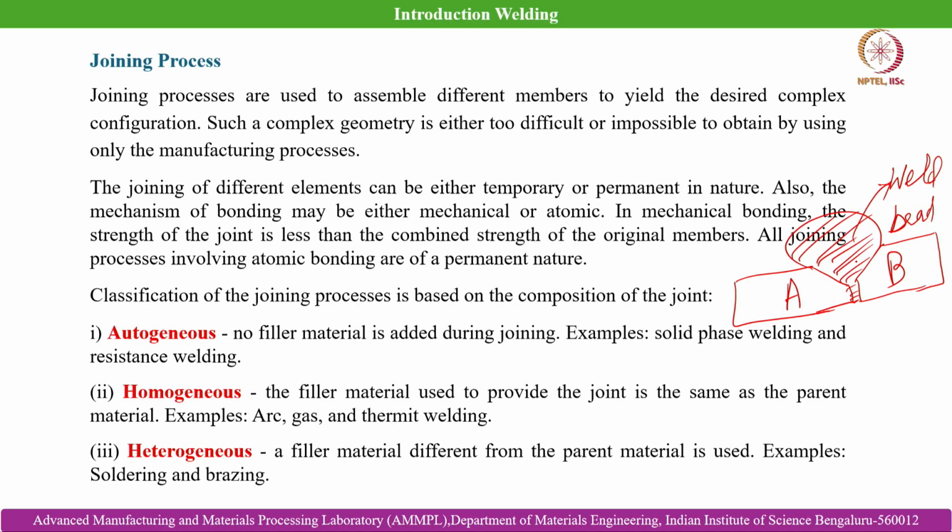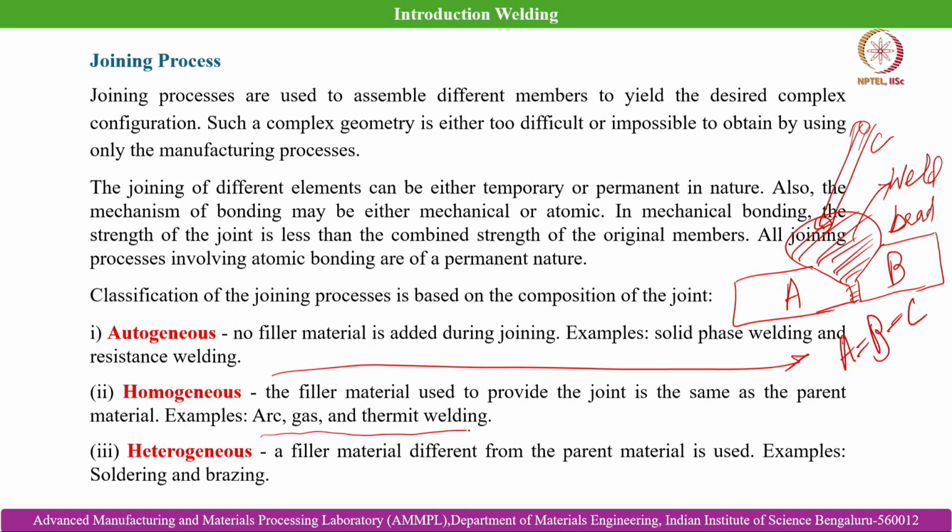And when we are adding filler metal externally, so assume this is the electrode. If this filler metal is of the same material, that means if A and B are of equal material, and this is the material C, that is the filler material, which is also of the same composition as A and B, then we call it homogeneous welding. Some examples of homogeneous welding are gas and thermit welding.